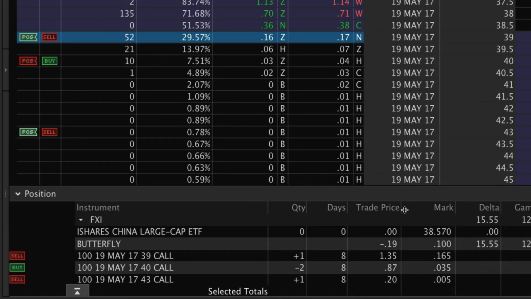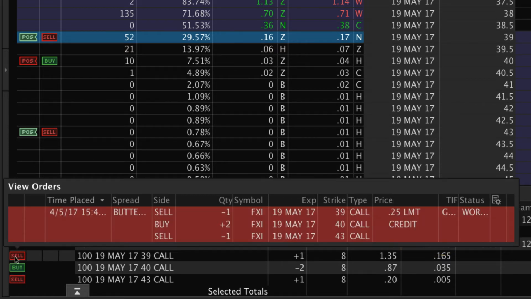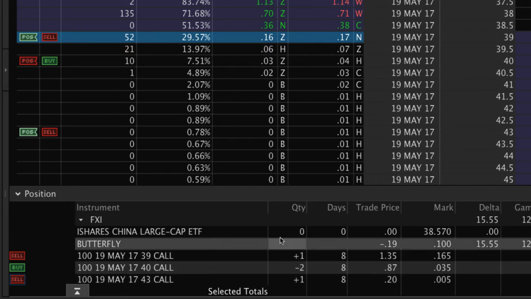Anyways, let's talk about this. So we bought this spread at negative 19 cents. It is now trading at 10 cents. So we currently have a profit of 29 cents. Now, you can see we actually have an order in to close this trade at 25 cents. That's where we were targeting our closing trade. So that would have been a profit of, what's the difference between negative 19 and 25? That would have been a profit of 44 cents. Or since we traded one spread, that would have been $44.